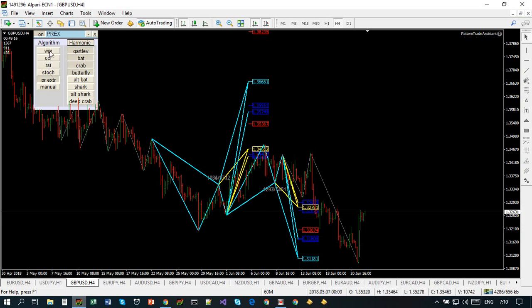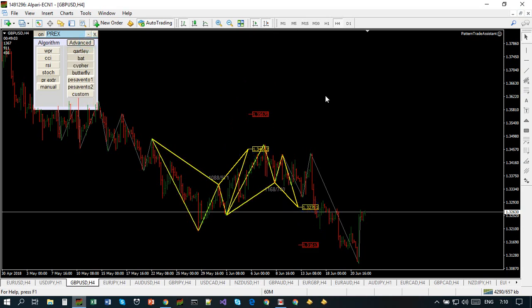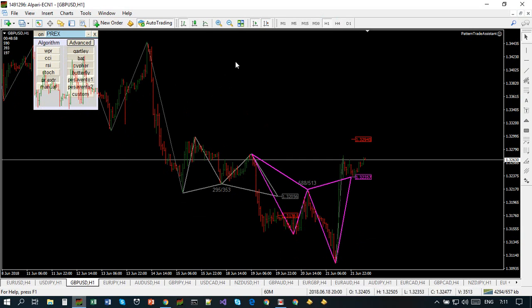And it is very obvious to understand if there is an obvious pattern here. Very simple to understand this. Okay, let me switch to advanced formations, and let us switch to 1 hour time frame. And now we have a pretty good situation. A cipher pattern already completed.